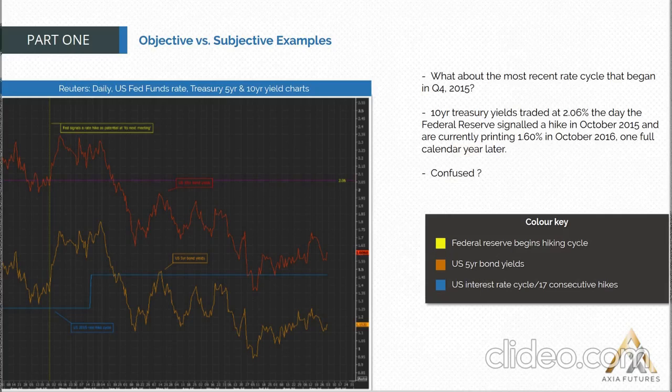So what do you think's happened this time around when the Fed initiated the first hike in 2015? Well, first and foremost, 10-year Treasury yields, as depicted in the red line, traded at 2.06 the day the Federal Reserve signaled a rate hike in October 2015. Remember, they signaled in October, they hiked in December.